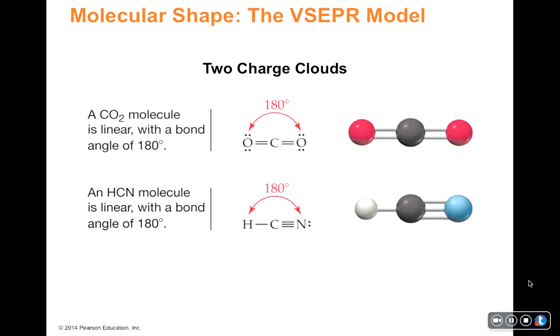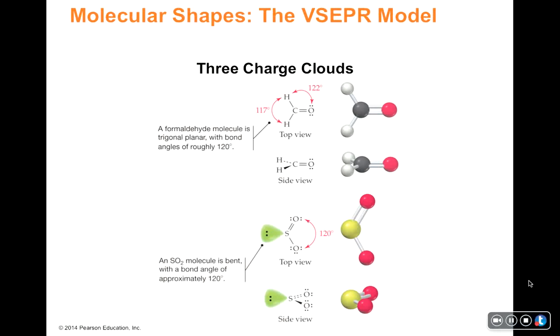You can see also the other example here has hydrogen and nitrogen bonded to the carbon, again, two charge clouds. And so it's a linear molecule, and the bond angle is 180 degrees. The shapes will tell you a little bit about the bond angles and sort of vice versa. And I know you're also doing this in lab in terms of using models and building that way, so I won't spend a large amount of time on this today.